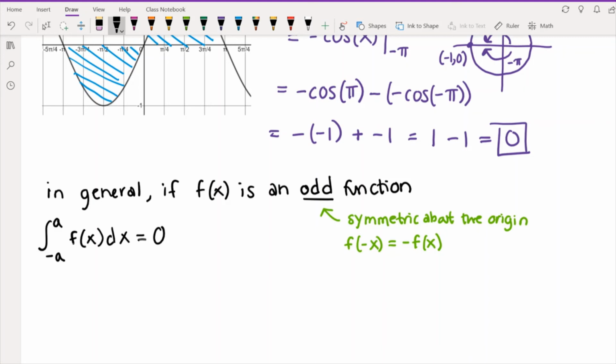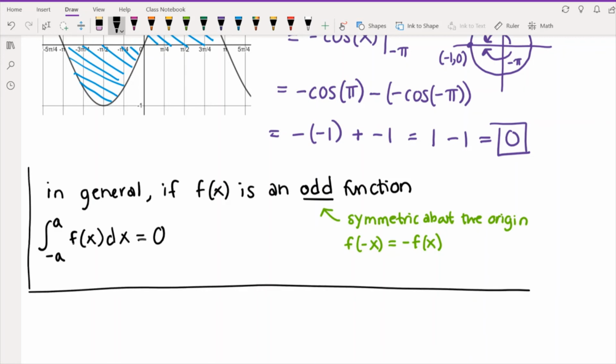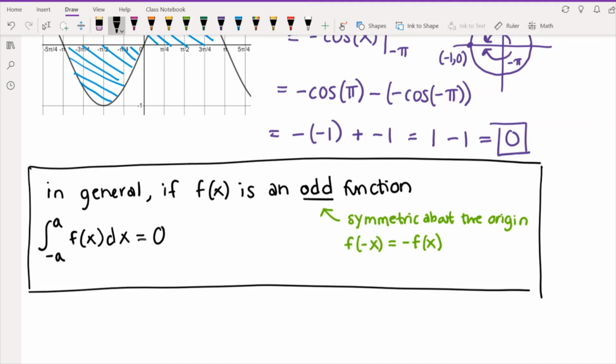And that's just because, again, you'll get this behavior where there'll be a positive part of the graph and a negative part of the graph, and they'll cancel each other out. So why am I telling you this? Because basically in the future, if you encounter an odd function, you don't actually need to evaluate the integral. If you can recognize that it's an odd function and then tell me that, then you don't need to do anything. You can just say it's an odd function. Therefore, the integral from negative 1 to 1 or negative pi to pi or negative 5 to 5 or whatever the numbers are, it's going to be equal to 0.